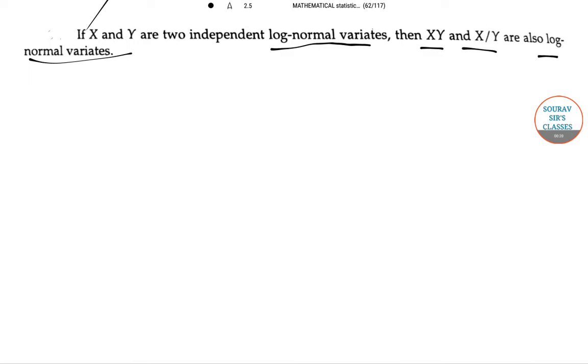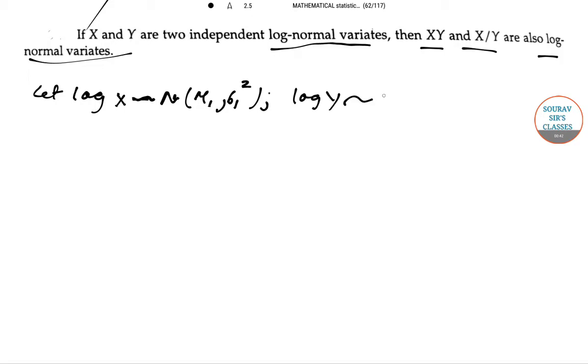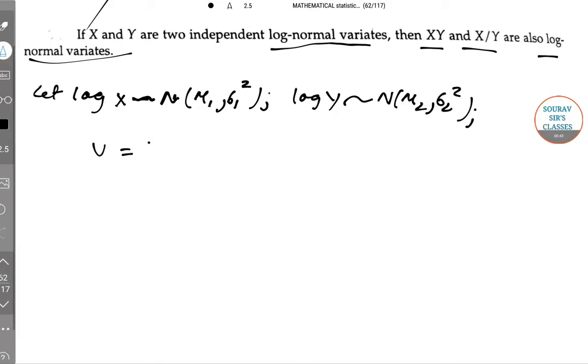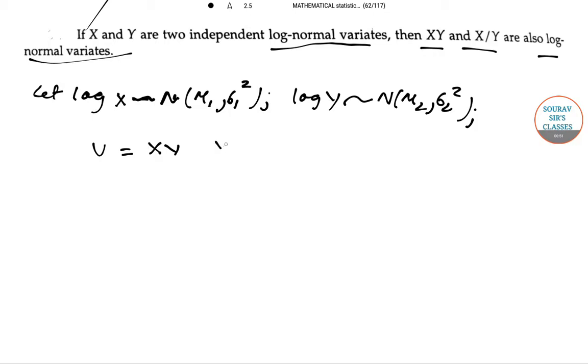For this, first we have to write down, let log X belong to normal (mu1, sigma1 square) and log Y belong to normal (mu2, sigma2 square), and U equals XY and V equals X by Y.